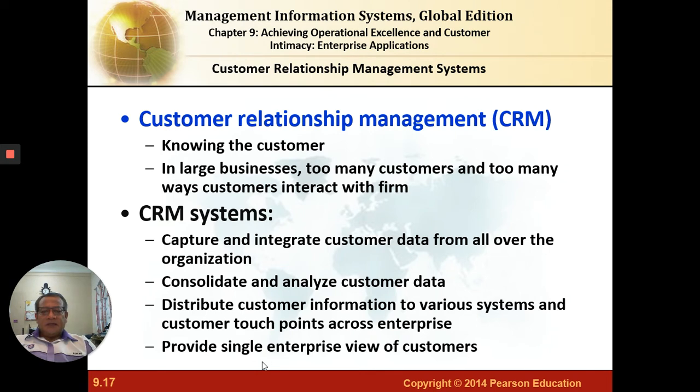The third system that I'm trying to explain on enterprise systems in this chapter is called customer relationship management. This is the ending part of the supply chain, in which SCM is the head, ERP is the body, whereas CRM is the tail.